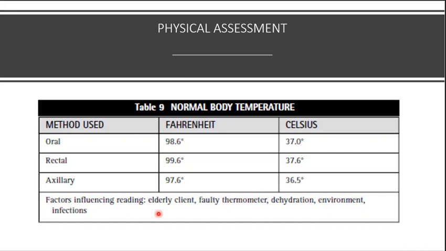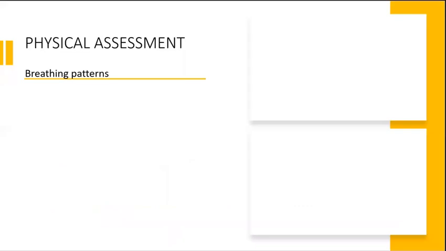Again, what are factors that can influence our body temperature reading? If your client is elderly, a faulty thermometer, dehydration, environmental temperature, even infections, all of these can affect the normal body temperature reading. Let's look at, as part of our physical assessment, when we assess breathing patterns. In adults, we know that their breathing is usually costal, meaning the chest moves, it's regular. We know expiration is slower than inspiration, and the rate is between 12 to 20 respirations per minute.